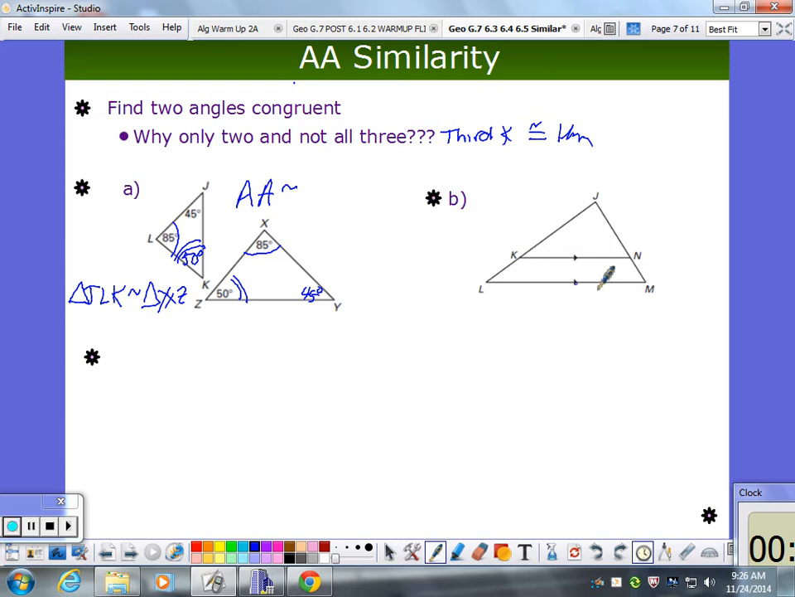So let's see. What have I got here? I see parallel, parallel. Do you have any angles that are congruent? What do we see? Why? Right, so which one is this? What kind of angles are these?